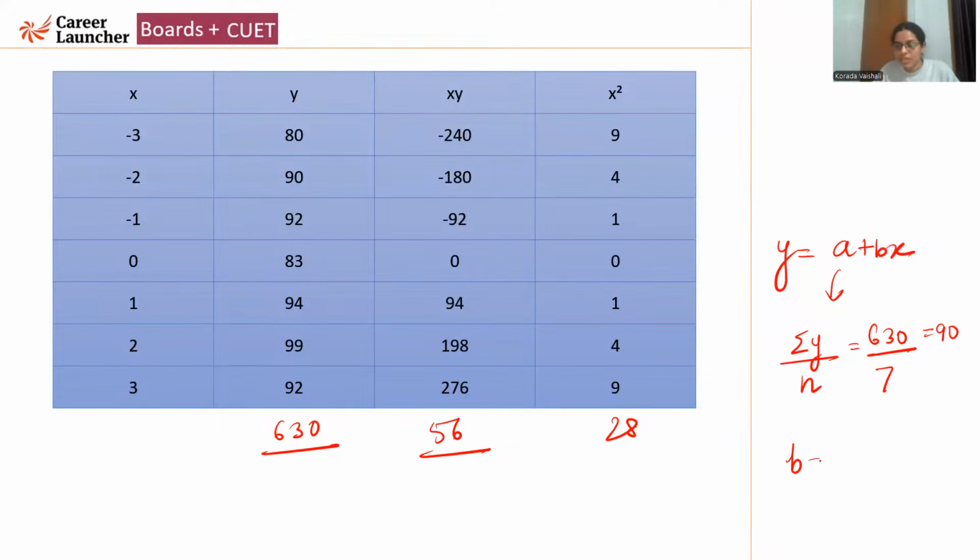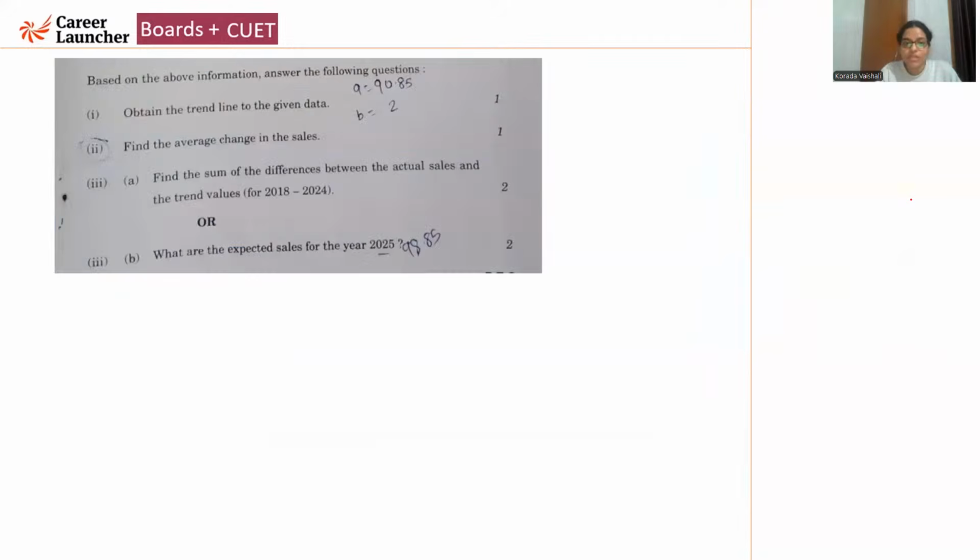अब b की वैल्यू हो जाएगी summation of xy divided by summation of x square. So dividing the two values, you should be getting the value of b as 2. So it means y is equal to 90 plus 2x. अब जब हम यहाँ पे average change की बात कर रहे हैं, it is nothing but the value of b is equal to 2.